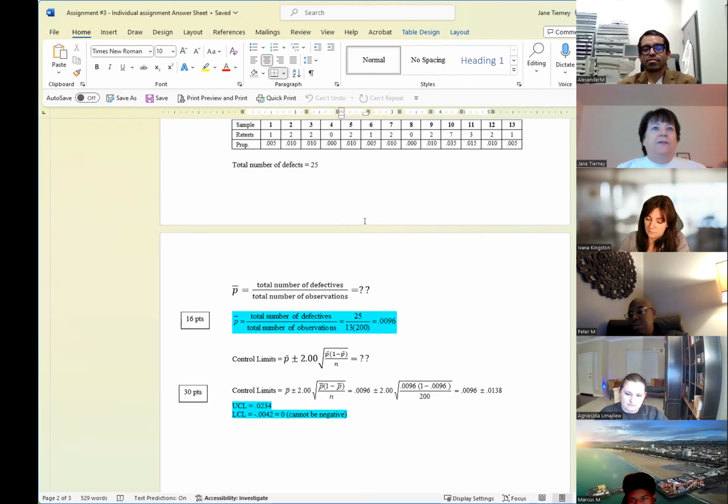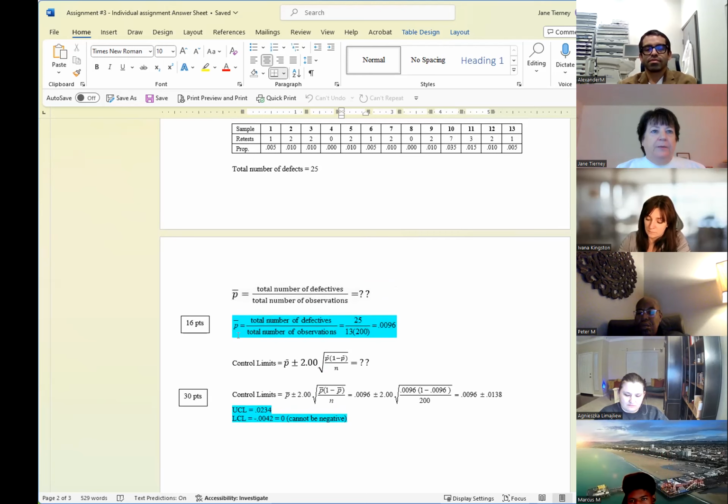So we have a total of 25 defects. To get the P bar, we take the total number of defects, which is 25, and divide by the total number of observations. The total number of observations we took is 13 samples, but each one had 200 units in it. So our total number was 13 times 200, 2,600. You take the 25, divide by the 2,600, and you get 0.0096.